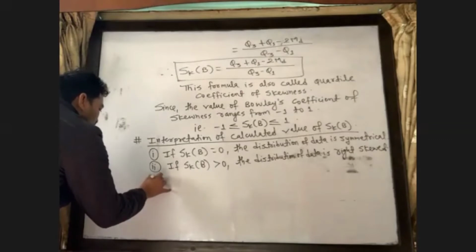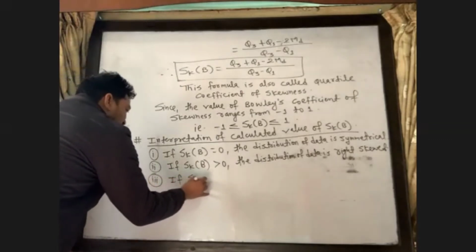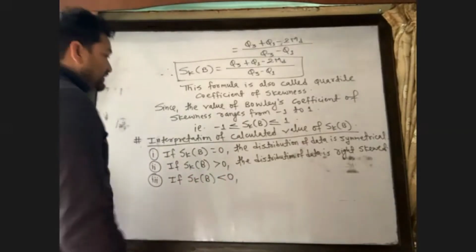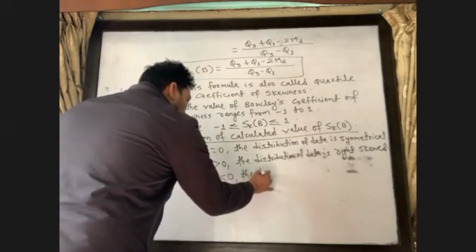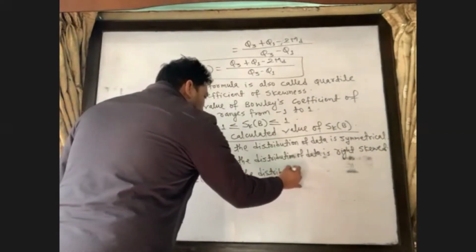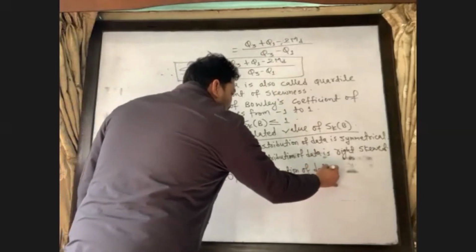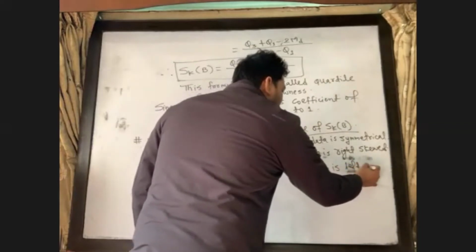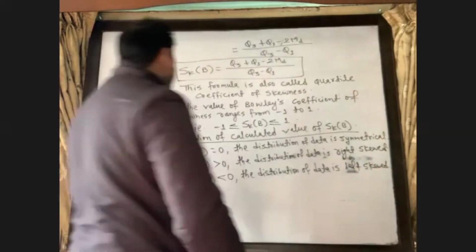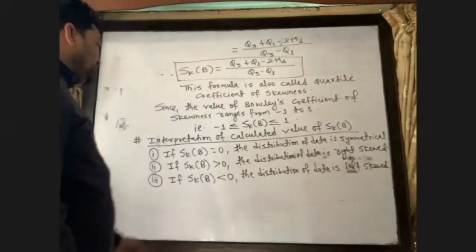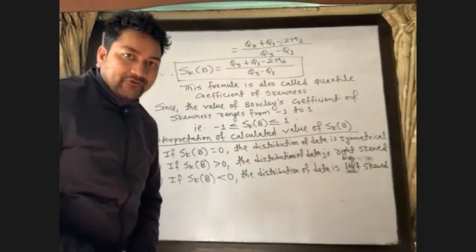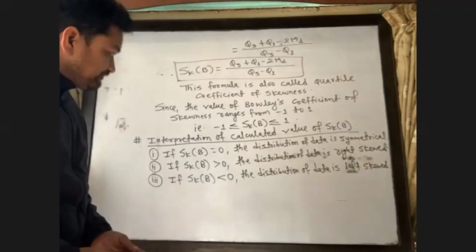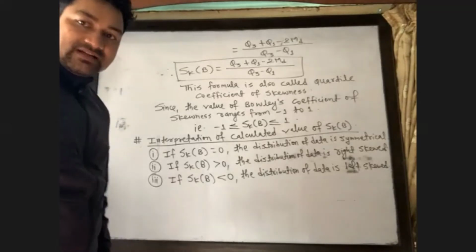अब थर्ड नम्बरमा हेरौं. थर्ड नम्बरमा if SKB is less than 0 भनेको Bowley's coefficient of skewness को भ्यालु less than 0 आयो भने the distribution of data is left skewed. यसमा हामीले के लेख्नु पर्यो त left skewed भनेर लेख्नु पर्यो. If SKB is less than 0, the distribution of data is left skewed. Okay. So this is all about Bowley's coefficient of skewness. यो चाहिँ Bowley's coefficient of skewness भयो.